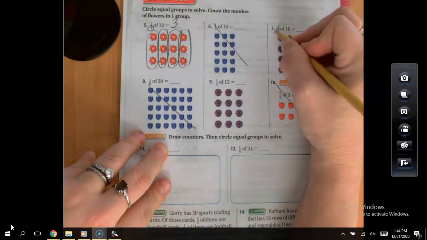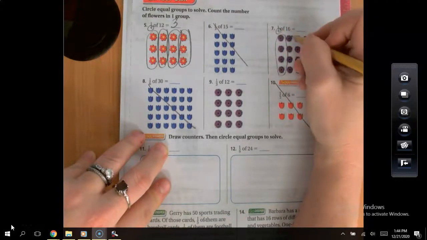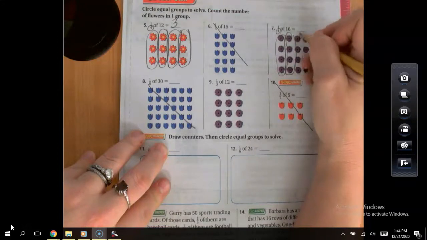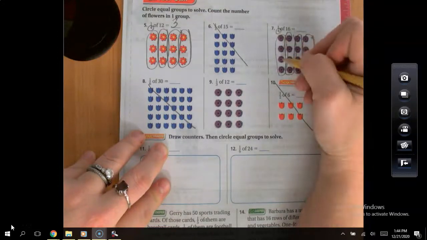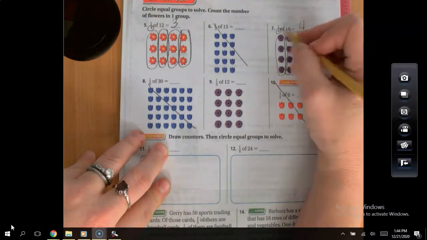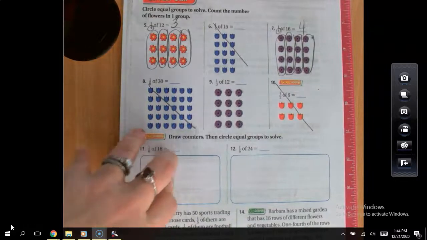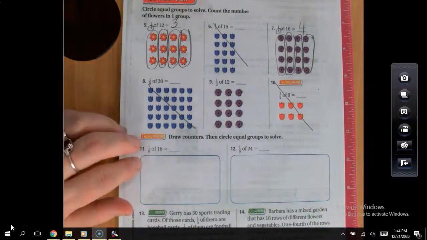Okay, I know I need to have 4 equal groups, so I'm going to make my 4 equal groups. And I have 1, 2, 3, 4. 4 in each group. And I know that 4 times 4 equals 16. Did you get that same answer that I got? If you did, fantastic job. Great job.